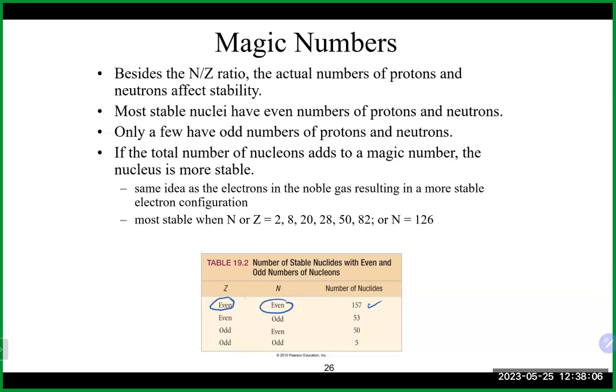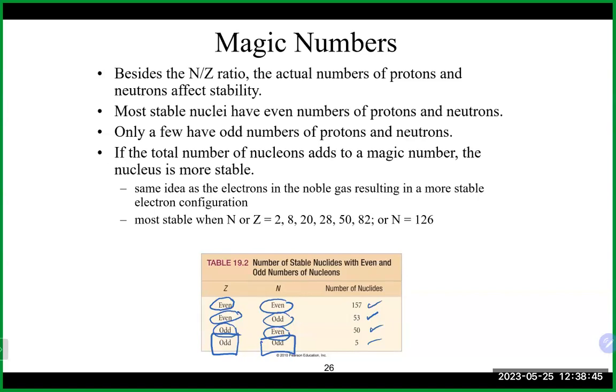The next best thing is even protons and odd neutrons. They drop significantly, down to like 50-some that have that arrangement. The next best thing would be odd protons, even neutrons. And as you can see, the worst combination for stability is odd and odd for both of those things. There are very few stable ones that have that. So sometimes people will quickly look and go, okay, I've got even and even, that should be relatively stable, or I've got odd and odd, that's probably not going to be so stable. Those are things people look at in addition to the N to Z ratio.